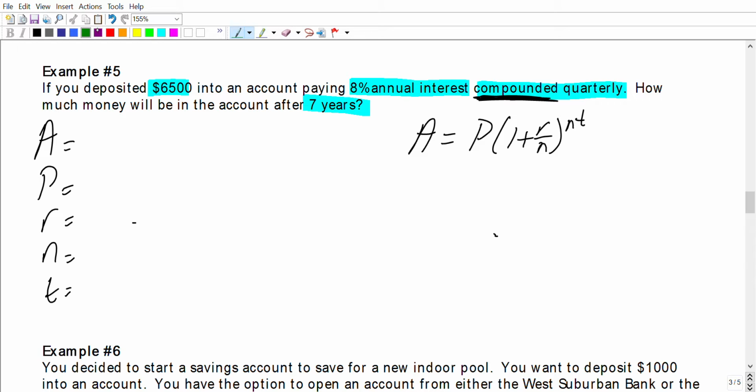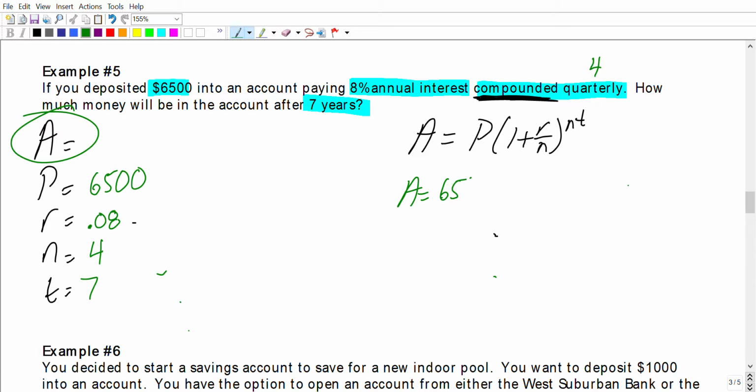Well, my original principal or my original initial value is 6,500. My rate is 8%, turned into a decimal is 0.08. N is quarterly, meaning 4. And my T is 7. So the only one I'm looking for is A, like usual. Let's go ahead and substitute those values in here. Okay, so this is 4 times T, which is 4 times 7.